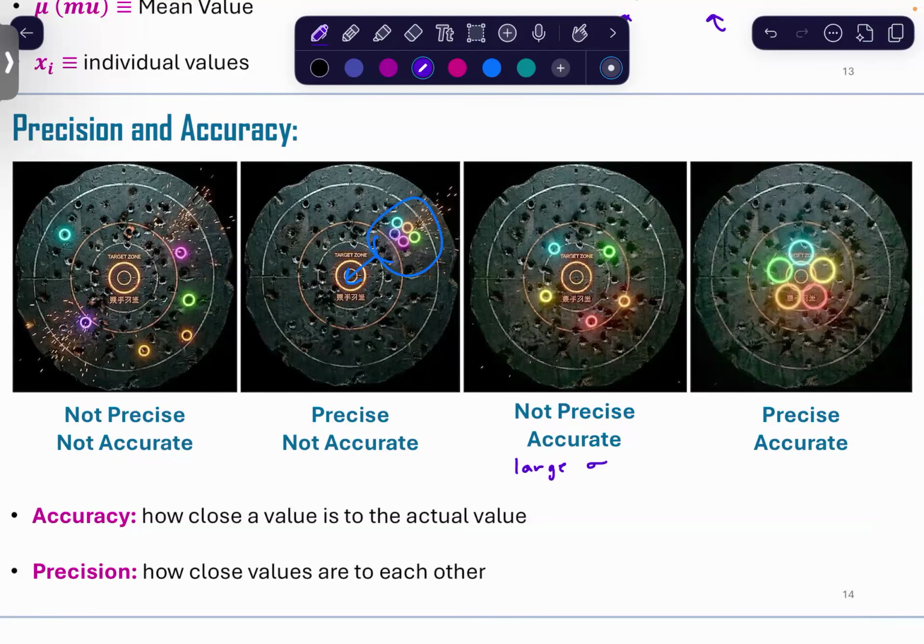So precision, the more precise, the smaller your standard deviation. Accuracy, though, you can use an average value of your percent error. So again, it comes into knowing what the actual value is and using it to help you figure out how accurate your data is.